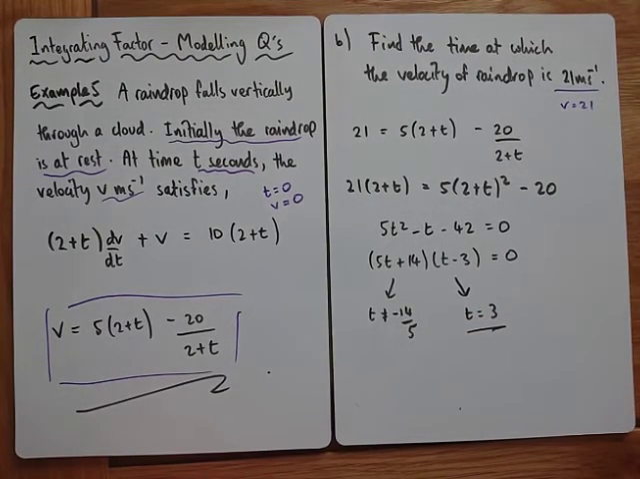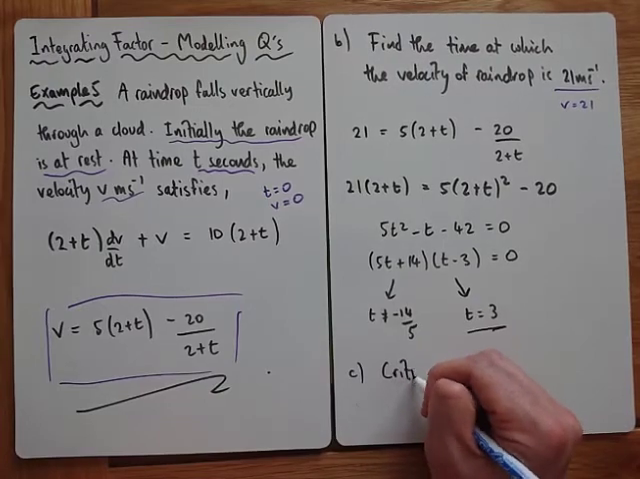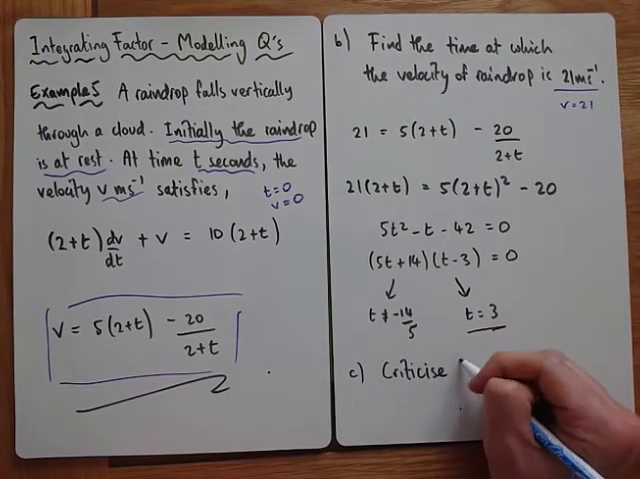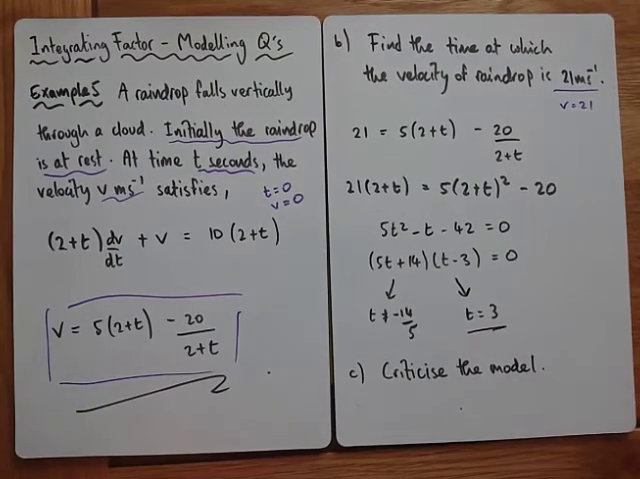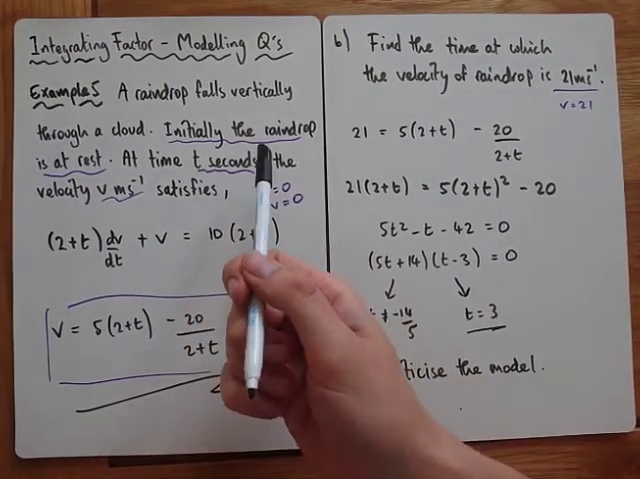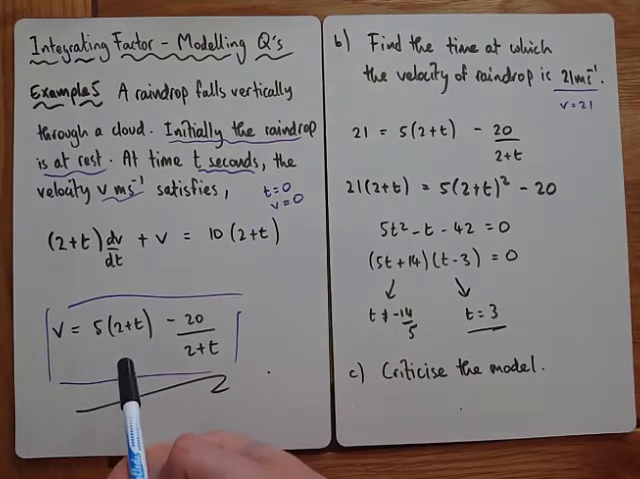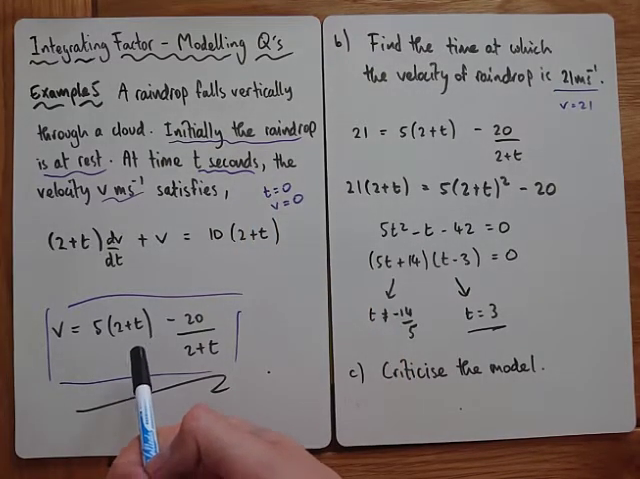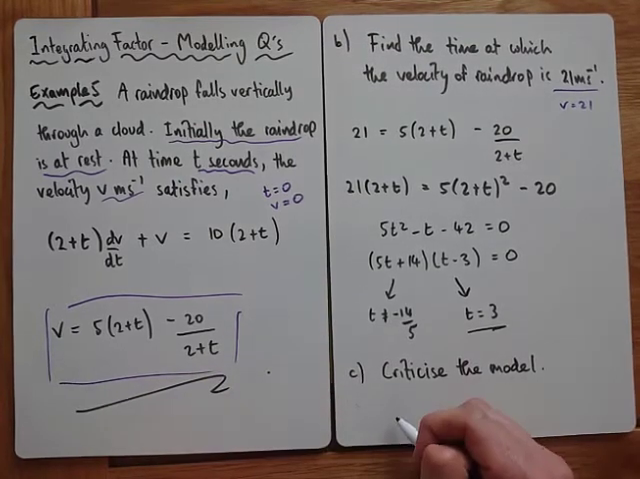The very last thing on this question says criticise the model. Okay. Think about what the limitations of this model are. Whenever you're asked to criticise something, go back and think about the context. So we're looking at the velocity of a raindrop. It starts at rest. And if you look at this equation here, what would happen as time increases?